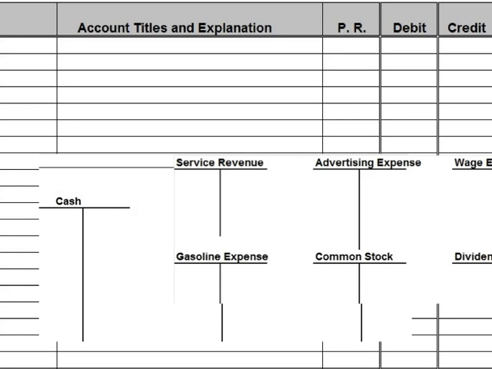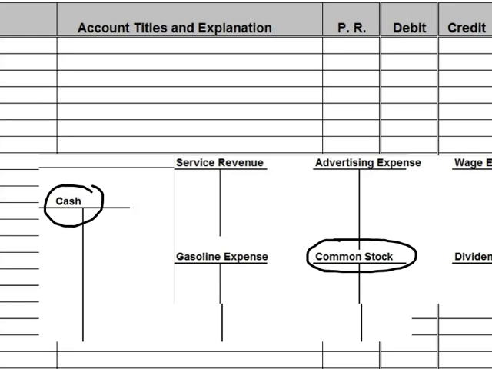Taking a look at number 1, the problem reads, Ryan Langford began a tree trimming business in April by depositing $5,000 in a business bank account. What are the two accounts we are going to use? We're going to use cash, and the other account we're going to use is common stock. It's an equity account.